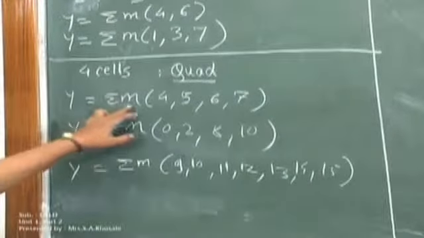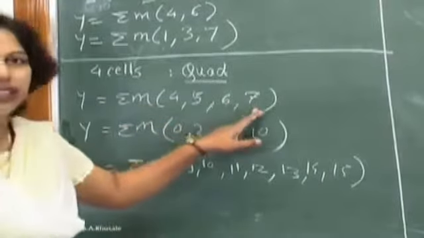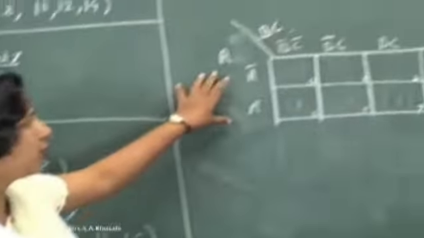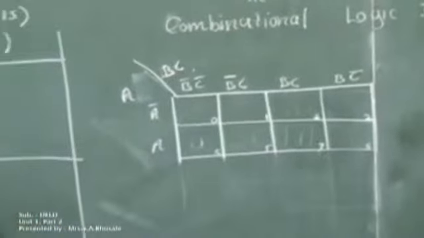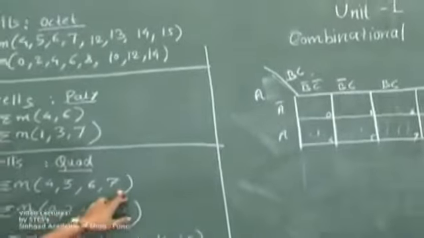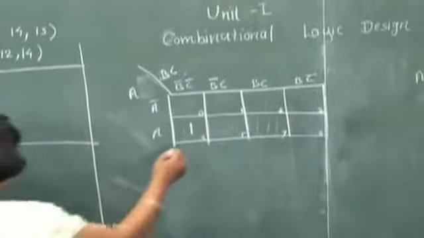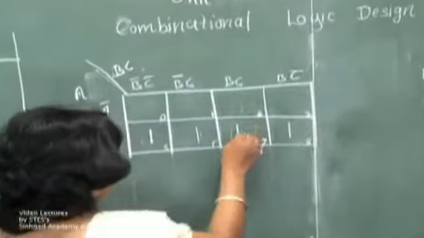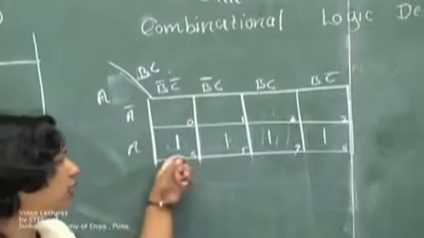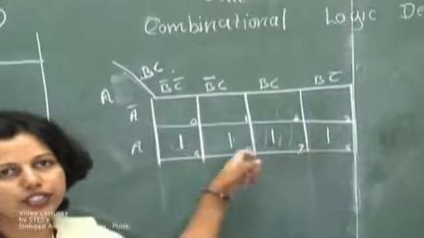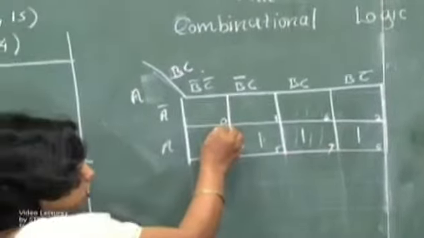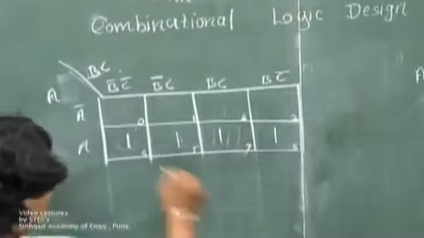So y is equal to summation m 4, 5, 6, 7. This we are going to solve using a 3 variable K-map. At 4, 5, 6, 7, your output should be 1. So 4 is nothing but this, then 5, 6 and 7. Here we can see there are a total of 4 adjacent ones which can be grouped together. So this grouping we can show like this.